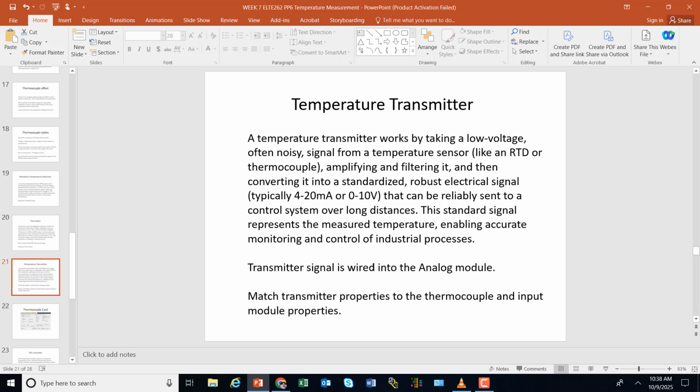The transmitter signal is wired to the analog module, and once again, you need to match the transmitter properties to the temperature device, whether it's a thermocouple or an RTD, and all your input module properties. So you just want to look at the ranges and the type of these. You don't use a type J transmitter when you've got a type K thermocouple, things like this. Take a little bit of time to look at the labels and the literature to be sure that everything is going to match up and work like it should.